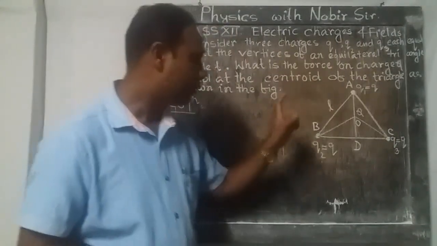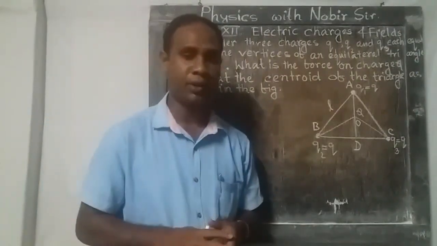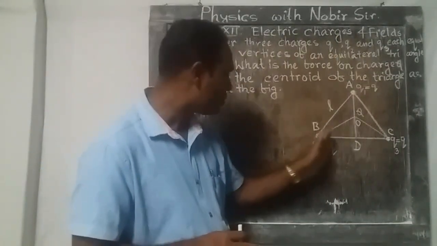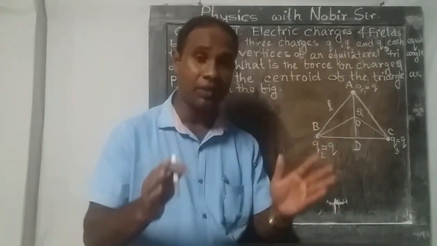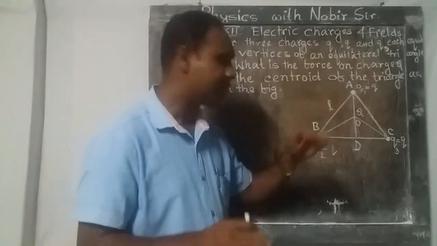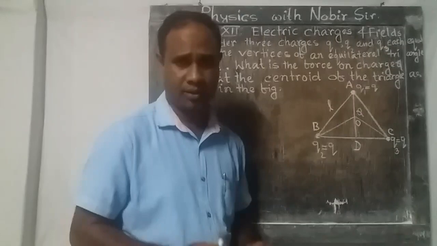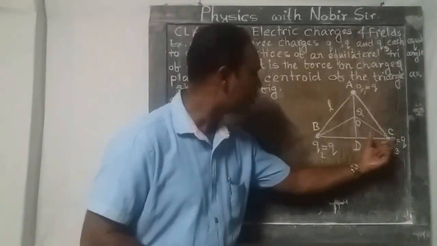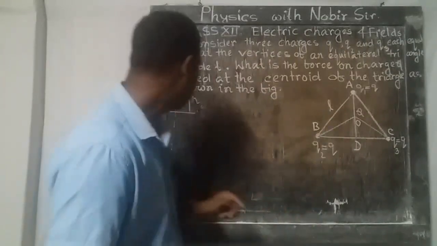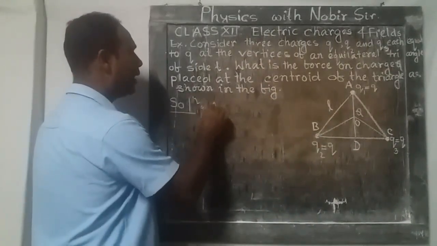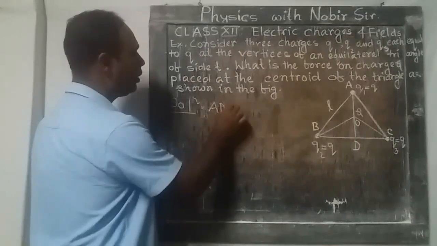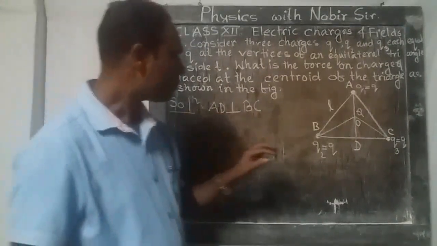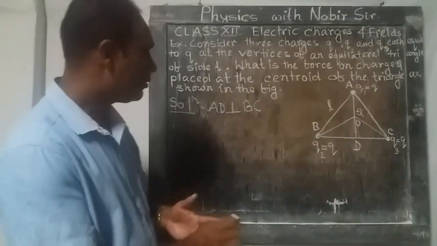Okay, so from the geometrical point of view, I will do the calculation. Because, you know, in the question it was given that this is an equilateral triangle, meaning every side is the same, having length L. Now if we draw a perpendicular AD to the side BC, then what happens? We can draw AD perpendicular to BC.